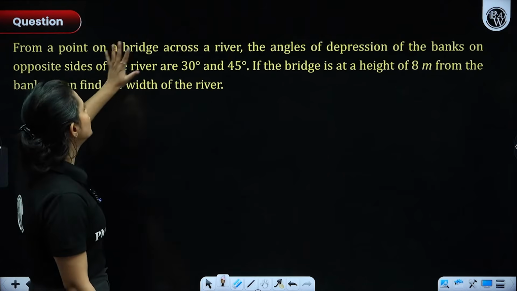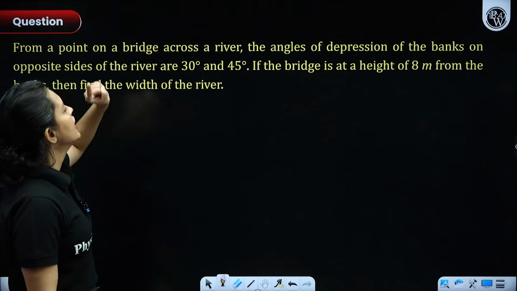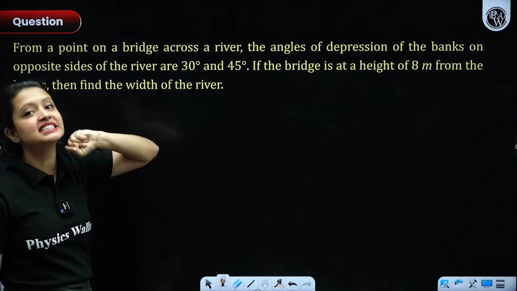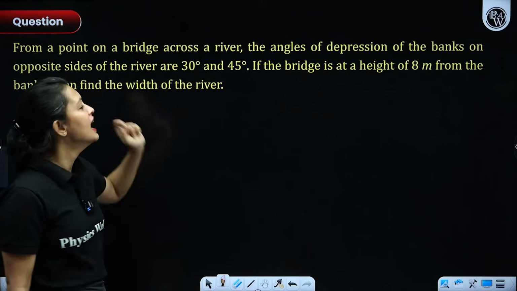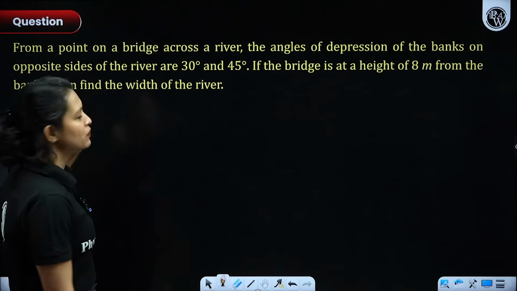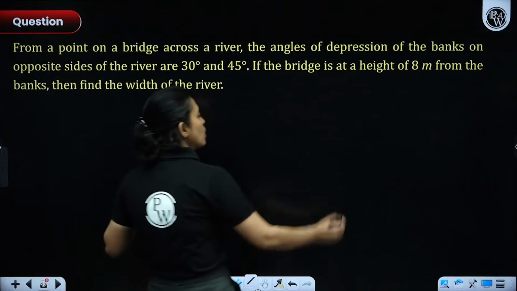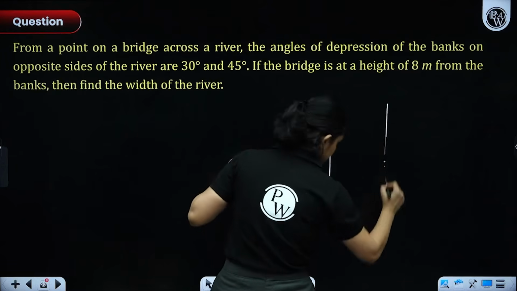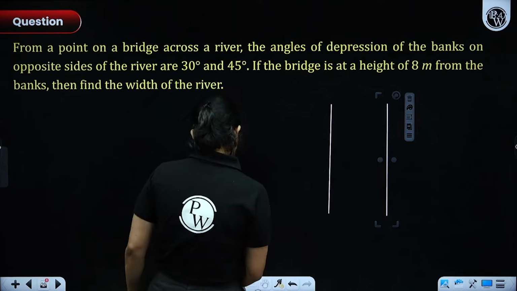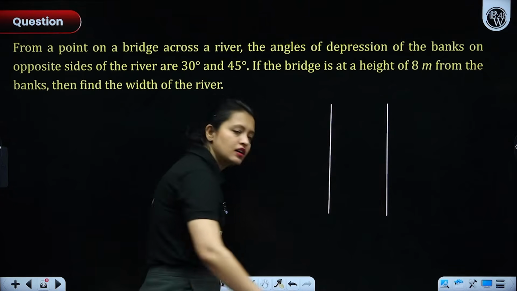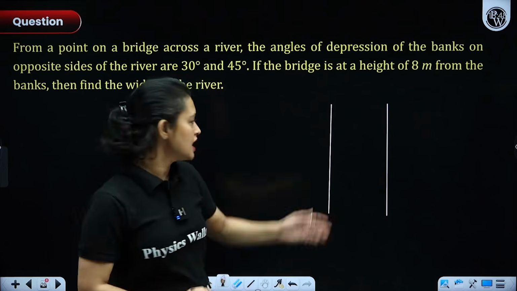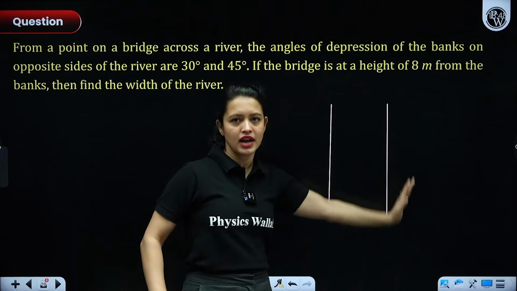From a point on a bridge across a river, the angles of depression of the banks on the opposite sides of the river are given as 30 degrees and 45 degrees. If the bridge is at a height of 8 meters from the bank, find the width of the river. So guys, what is happening? We have a river like this. This is the river, people. Now, what are the banks of the river, guys? These straight edge line segments that I have drawn, they are called banks of the river. So this is one bank of the river, this is another bank of the river.